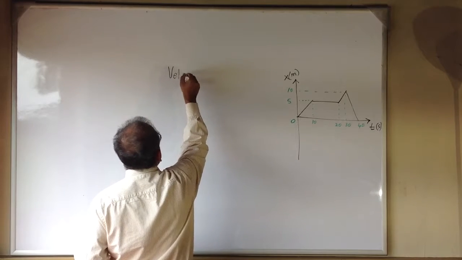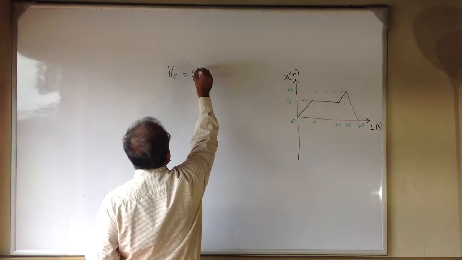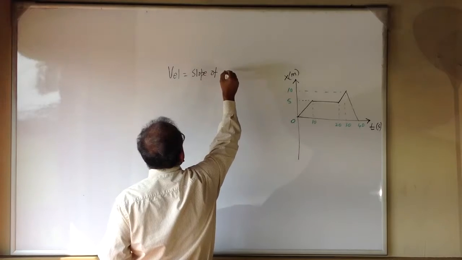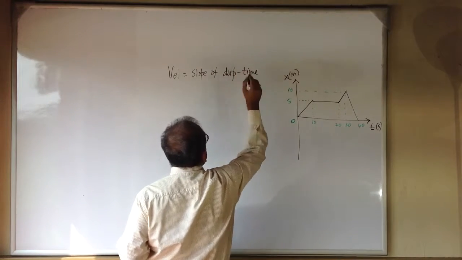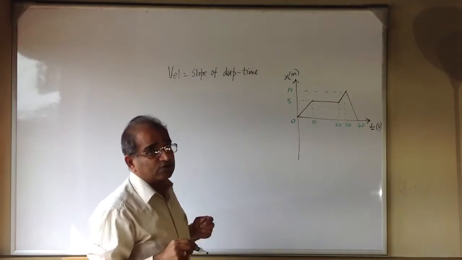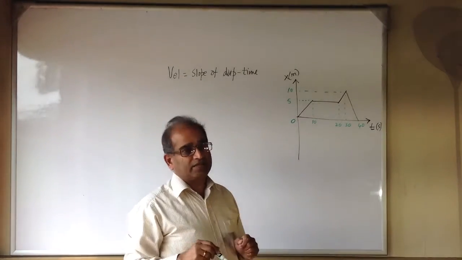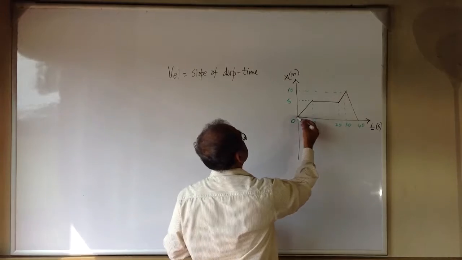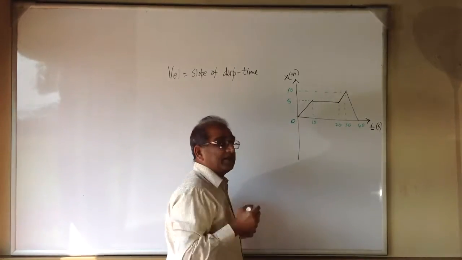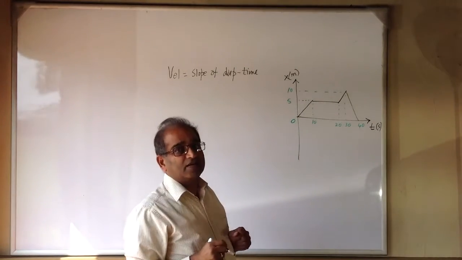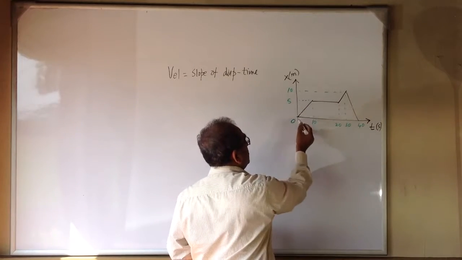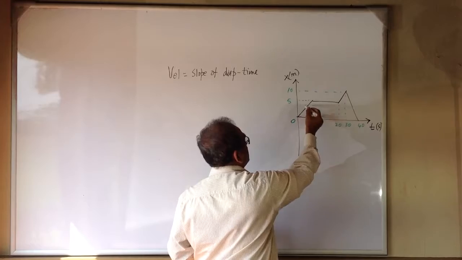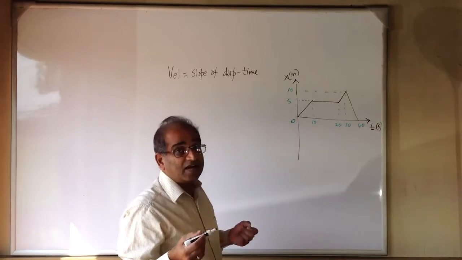Velocity is equal to the slope of the displacement-time graph. So the slope of a displacement-time graph gives you velocity. This is a straight line, and for any straight line the slope is always constant. So the velocity is constant between 0 to 10 seconds, because between 0 and 10 seconds is a straight line.